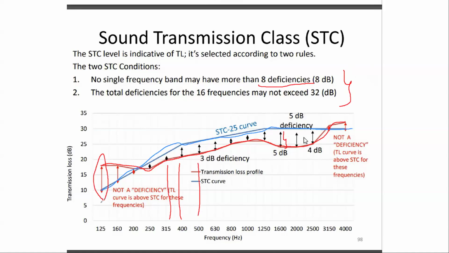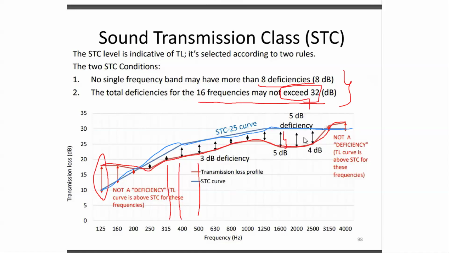This one is not a deficiency because it is essentially performing better than the curve. When it means it's performing better than the curve, it means that it's actually better. It might get STC 26, right? The second option is that the total of these deficiencies shall not exceed 32.